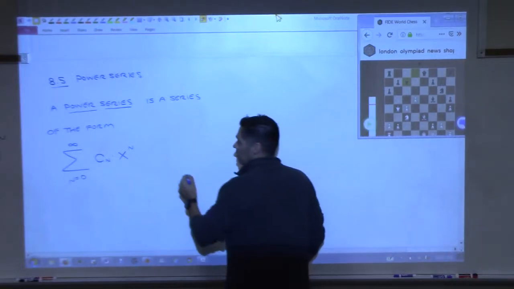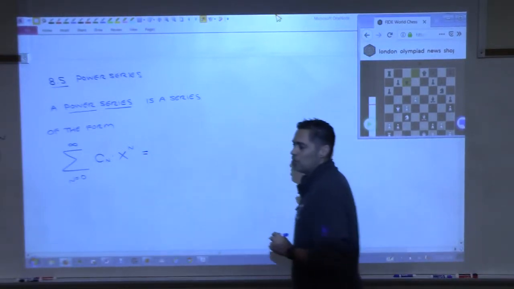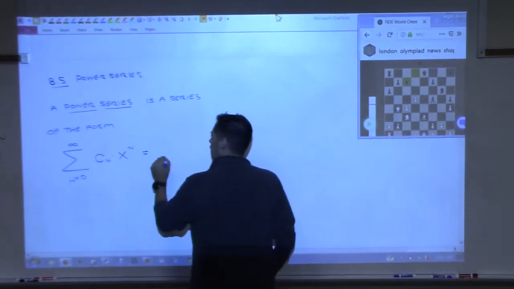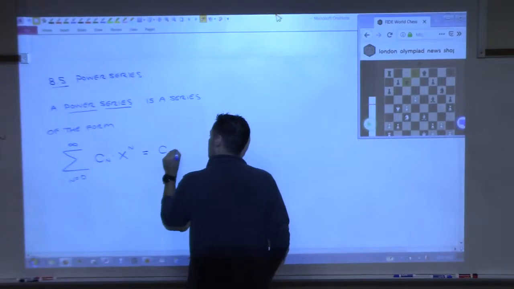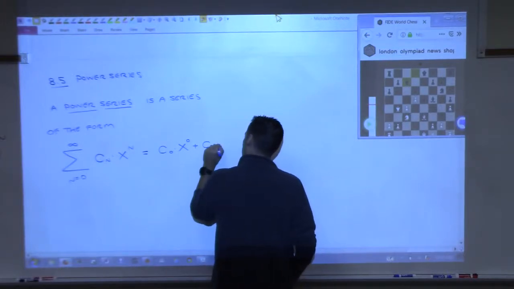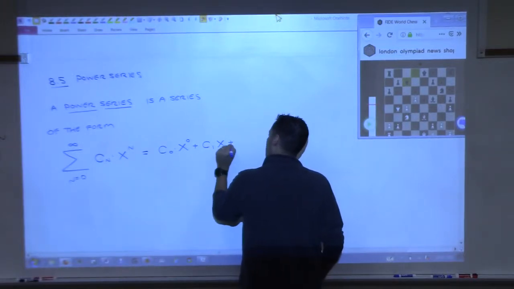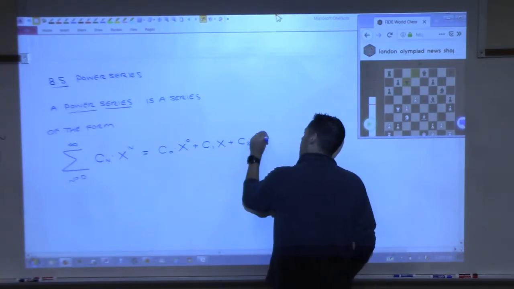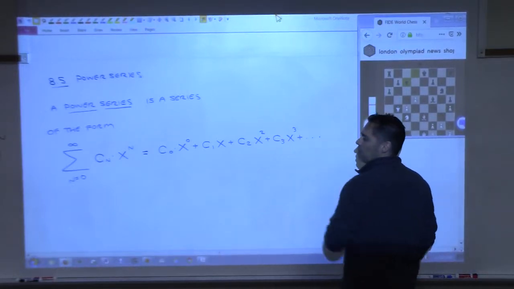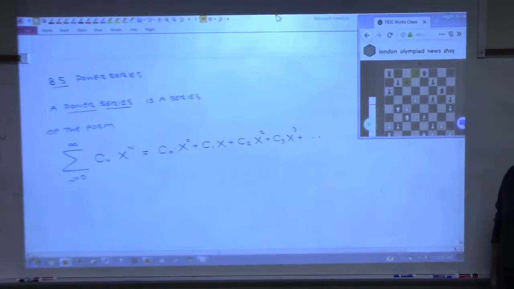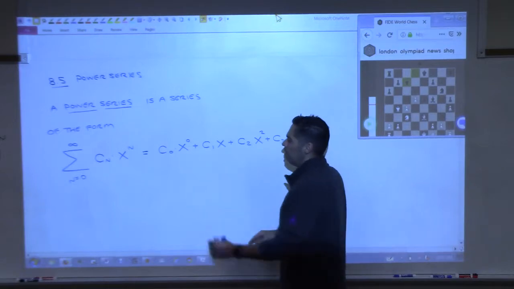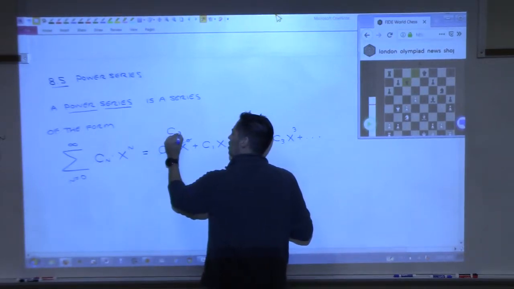So let's just take a look at what this looks like. If I start writing this out, so starting with n being 0, right? What would this be? C sub 0 times x to the 0 plus c sub 1 times x to the first power plus c sub 2 times x squared plus c sub 3 times x cubed plus ... And that goes forever, right? Now what is x to the 0 power? 1, right? So this first term is really just c sub 0.